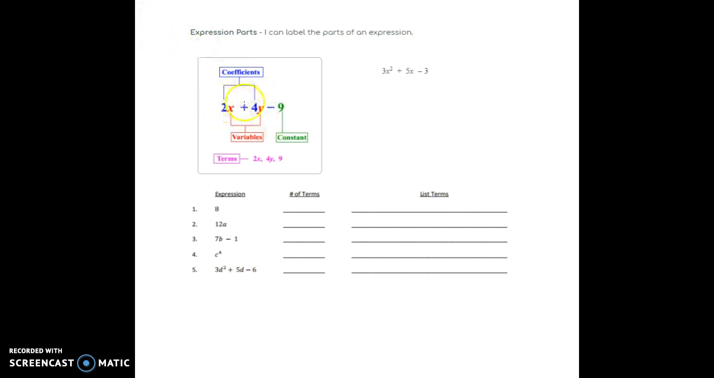Anyway, alright, so the numbers in front of the variables, you see them? The numbers in front of the variables are blue, are coefficients, okay? Numbers in front of variables. Variables, letters, we know that, right? Variables are letters. The constant, or the number by itself, that guy's a constant, okay? The terms here are 2x, 4y, and negative 9x, negative 9, okay?